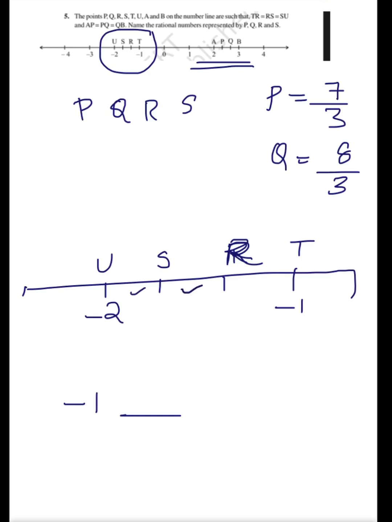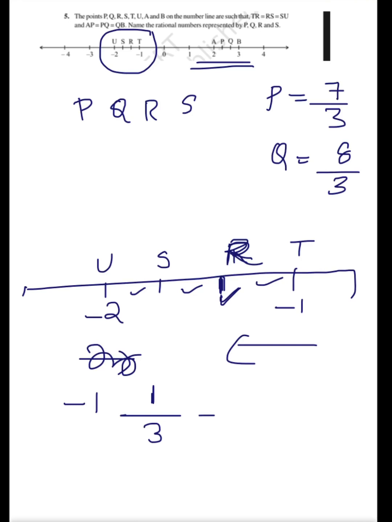So 1, 2, 3. 3 divisions. So 3. Now R means what? It is the first point. Okay, from -1 you have to calculate, not from -2. This is wrong. From -1 you have to calculate. So R means what? It's the first point. First point means you have to write 1 here. Okay, so -1, 1 by 3.